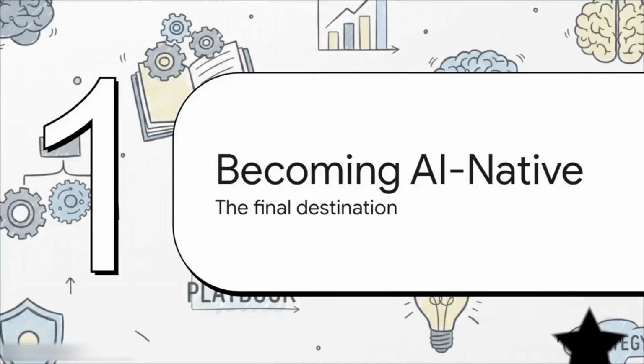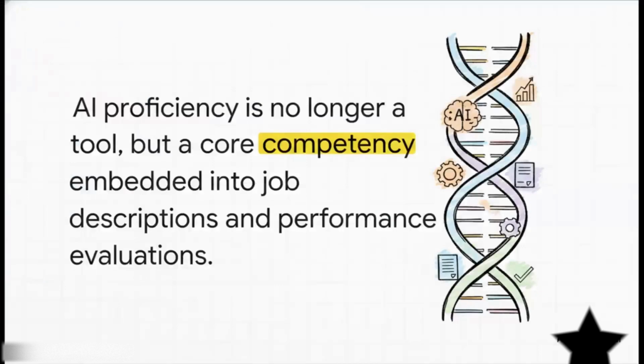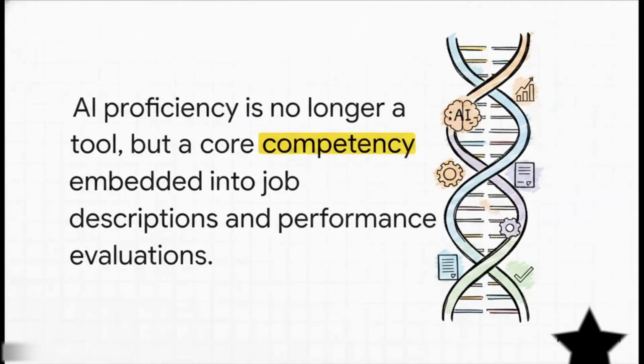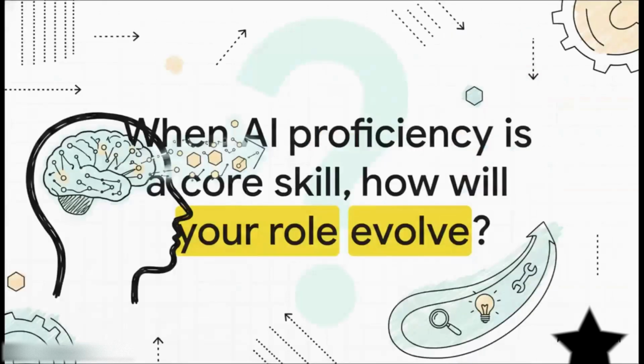All of this efficiency, the savings, the new capabilities, it's leading all of us to the very top of the ladder. We are heading to level 5, the final destination, becoming a truly AI native company. So what on earth does that actually mean, to be AI native? It means AI stops being a tool that you use and starts being a core competency that you have. It gets baked right into your job description. It becomes a key part of how everyone's performance is measured. It's not a separate thing anymore, it's just part of the company's DNA.